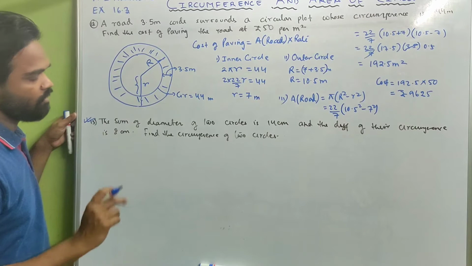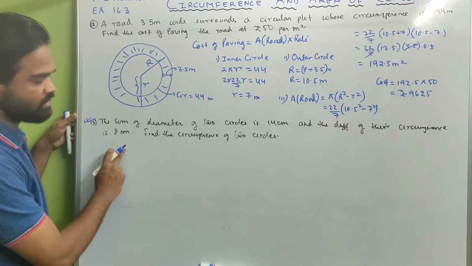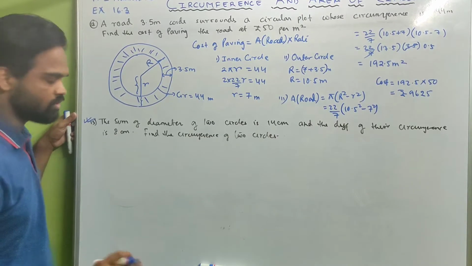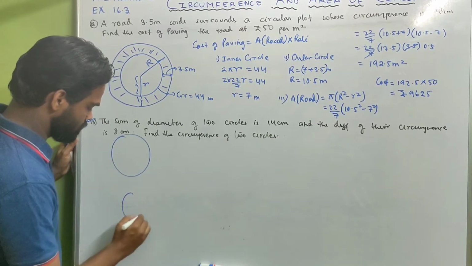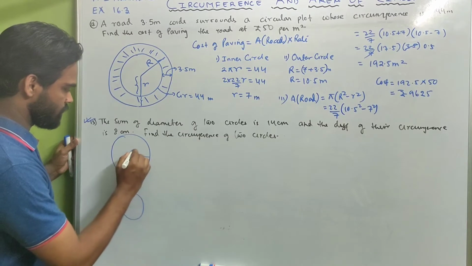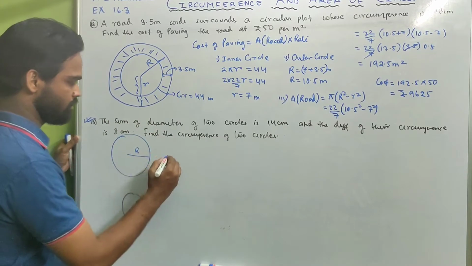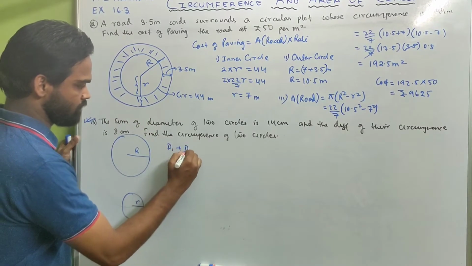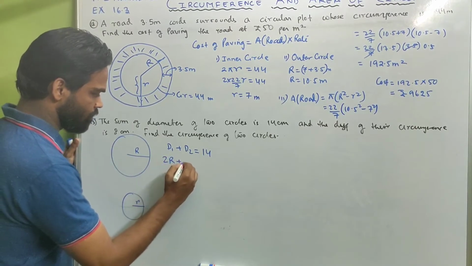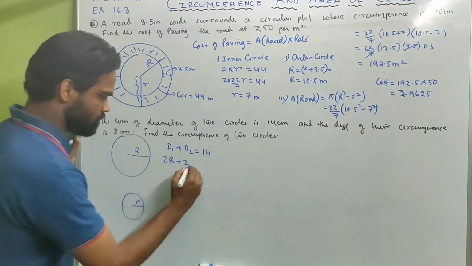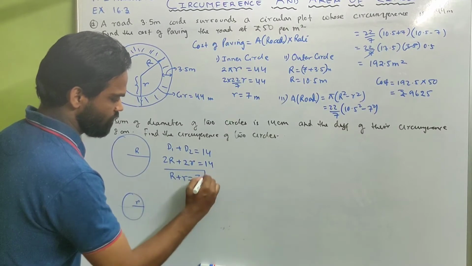The sum of the diameter of two circles is 14 centimeter and the difference of their circumference is 8 centimeter. Find the circumference of the two circles, which means there are two circles. Suppose circle A and a smaller circle. This we take as capital R, this we take as small r. The sum of the diameters, which means d1 plus d2, is equal to 14. Suppose d1 is the diameter of this one, so 2R, plus d2 is the diameter of this circle, 2r, equals 14, which means R plus r equals 7.